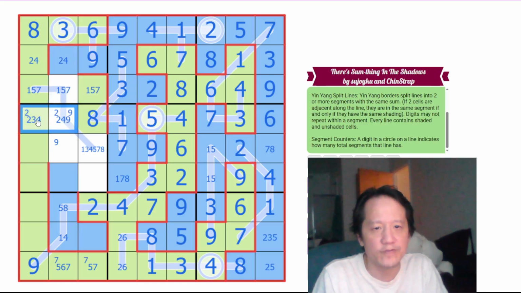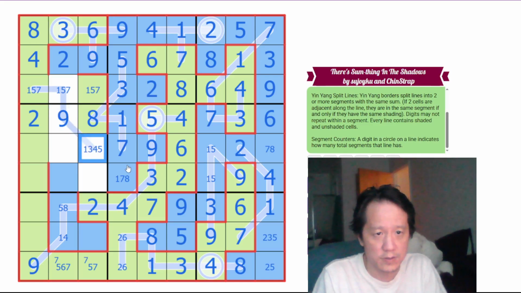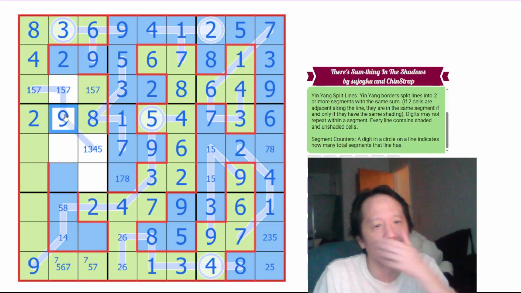This cannot be 4 or 3, so this must be 2, which forces this to be 9. This 2 eliminates 2 here, so that's 4. This is 2. This can't be 9, and this can't be 8 or 7. And this is a 9.